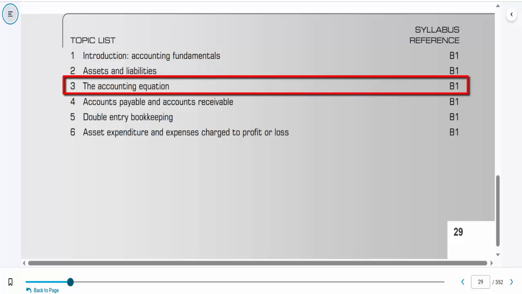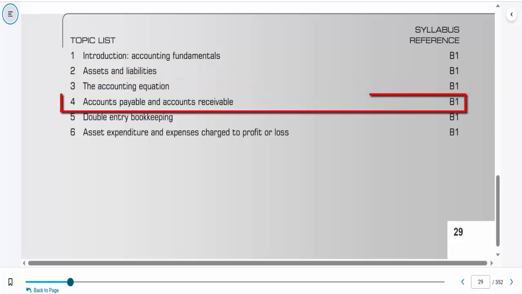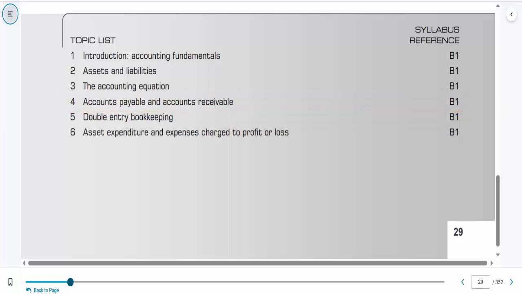3. The Accounting Equation. Here, we'll see how assets and liabilities connect with a concept called the accounting equation. This equation is like a basic rule in accounting, and it will help us see how a company's finances are balanced. 4. Accounts Payable and Accounts Receivable. Then, we'll go into the money a business owes and is owed by others. This will help you understand how businesses track money coming in and going out.